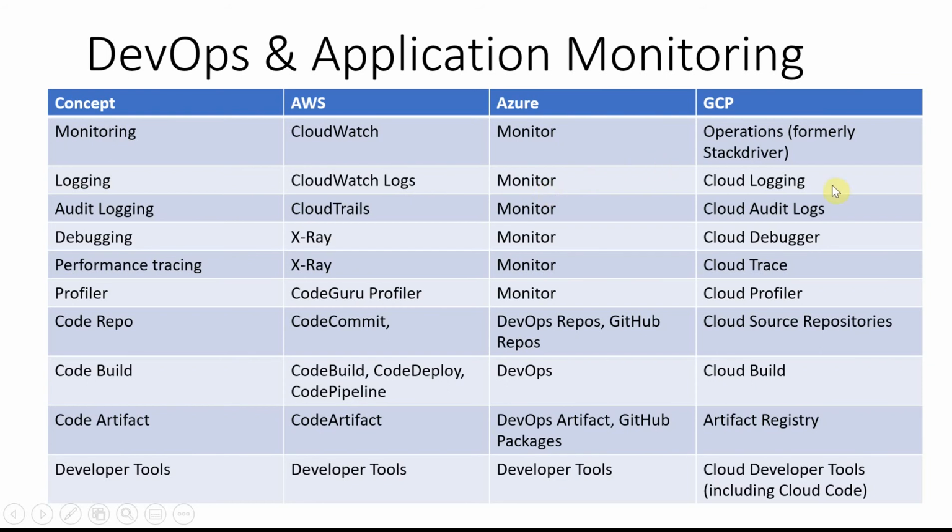In GCP it is Cloud Logging. For audit purposes, it is CloudTrail in AWS. In Azure it is Azure Monitor, and in GCP it is Cloud Audit Logs. For debugging purposes, it is AWS X-Ray. Here it is Monitor, and in GCP it is Cloud Debugger.